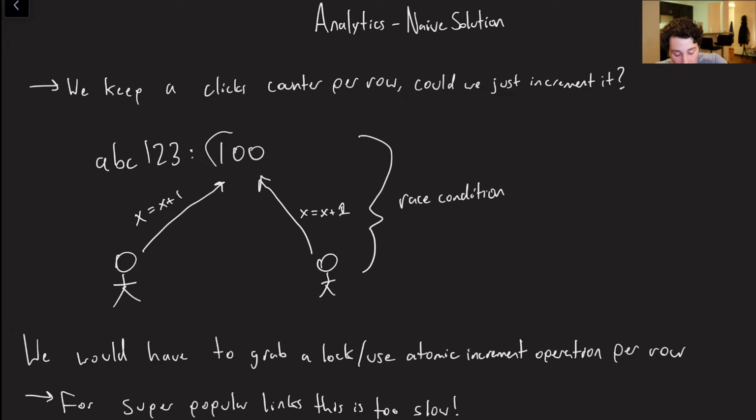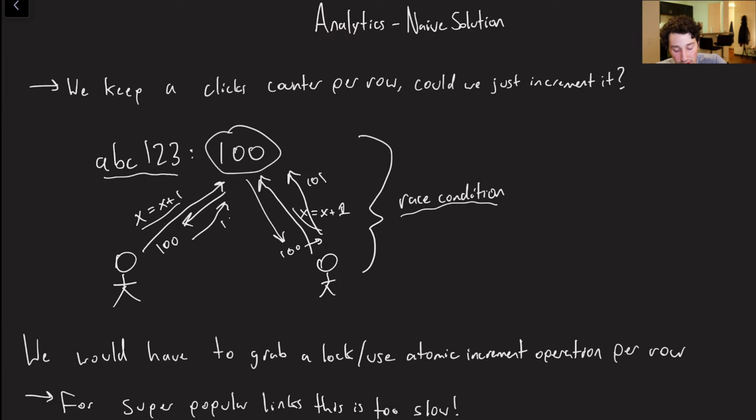We've got, let's say, 100 for the short link ABC123. We could have the guy on the left increment it by 1 when he makes the click, and the guy on the right increment it by 1 when he makes the click. However, what many of you might already be anticipating is that without any sort of locking, this is going to be a race condition. Why? Because this guy might read 100 first, and this guy might read 100 first, and then they're both going to set it to 100 plus 1, so now this guy's going to write 101, and this guy's going to write 101, and then this gets set to 101 instead of 102.